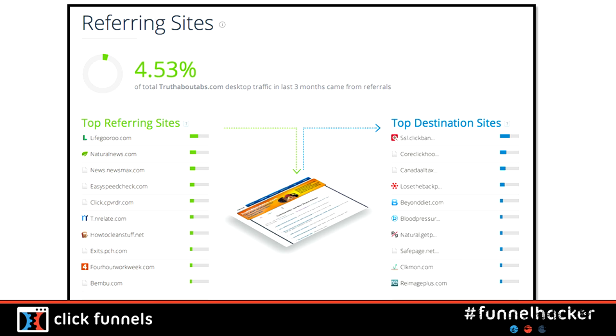Now, if you scroll down a little bit, it'll actually show you all of the sites that are referring traffic to Venus Factor. Is this cool? So you look on the left here, it says here are the top referring websites. Number 1 is lifeguru.com. Number 2 is naturalnews.com. Number 3 is newsmax.com, and it goes down from there. So you can see exactly where they're getting their traffic from.